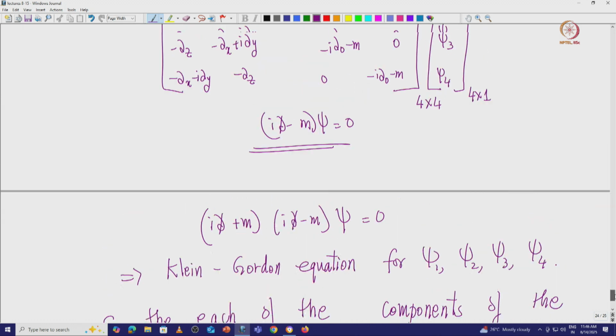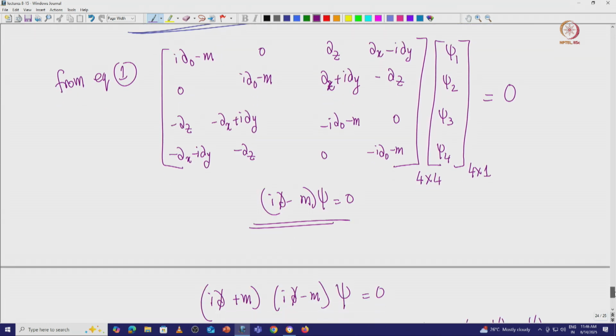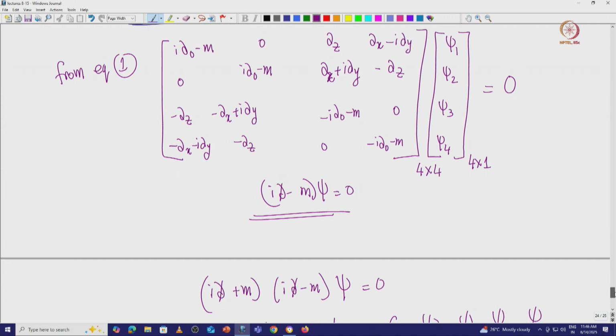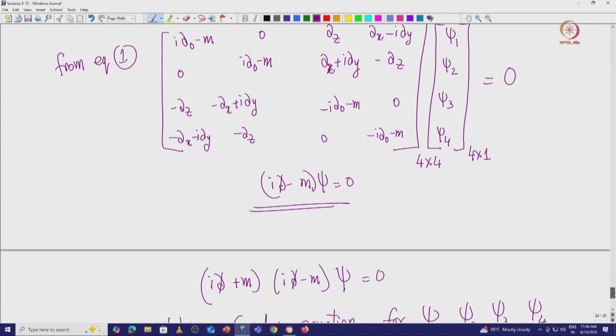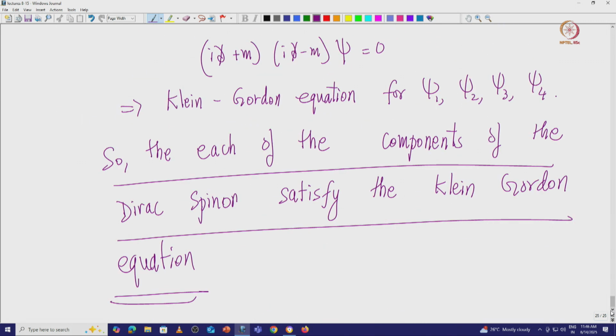Okay, this is the most important thing to remember: the solutions of the Dirac equation are called the Dirac spinors, and each of them satisfies the Klein-Gordon equation. Now, the question is which of them satisfy positive energy and which of them satisfy negative energy. That is the question essentially.